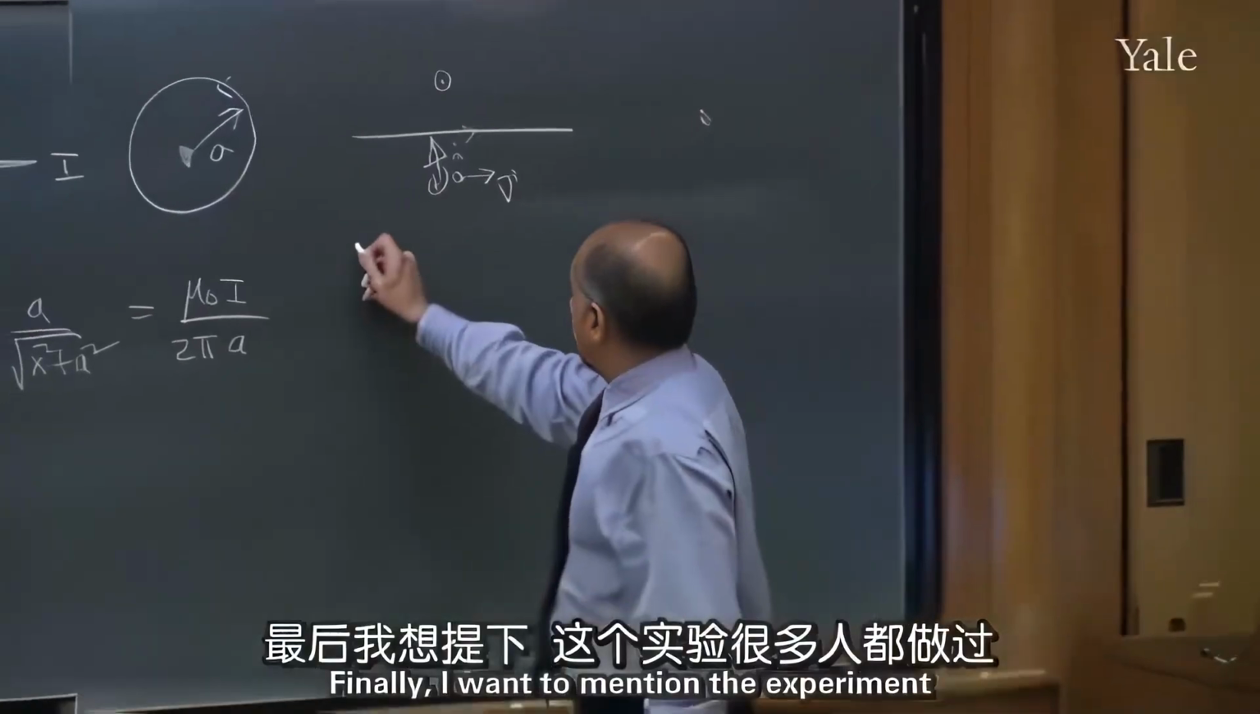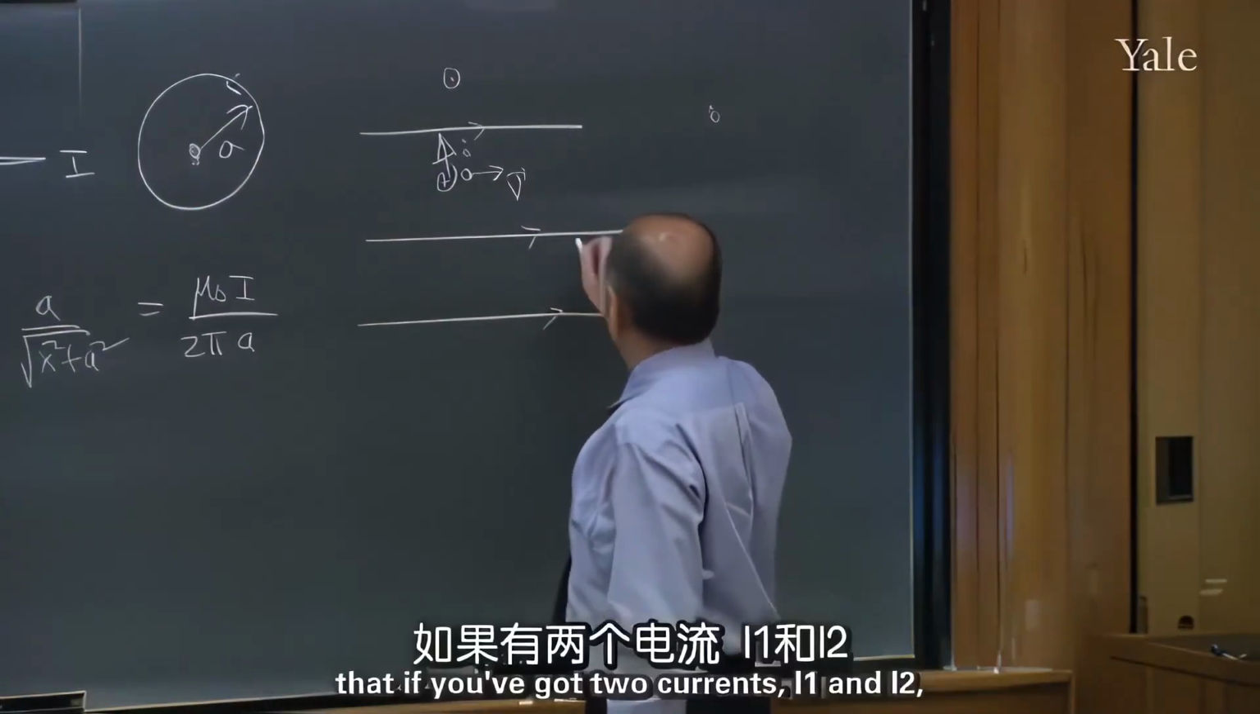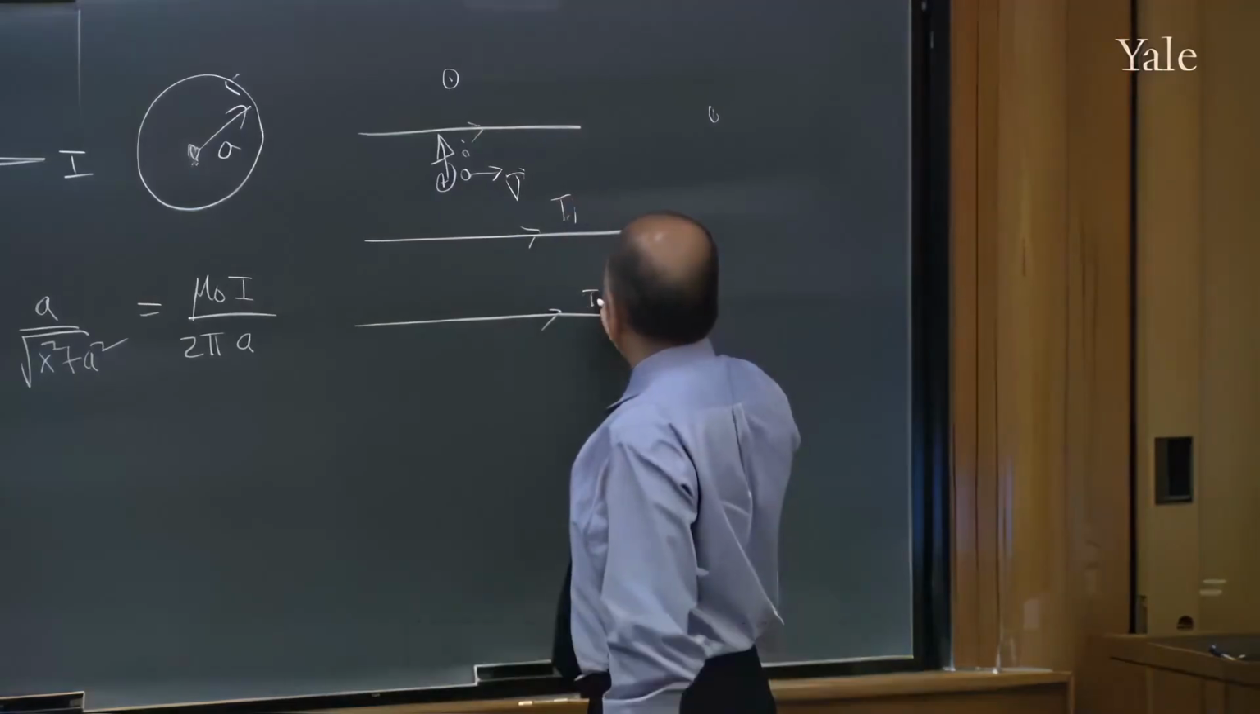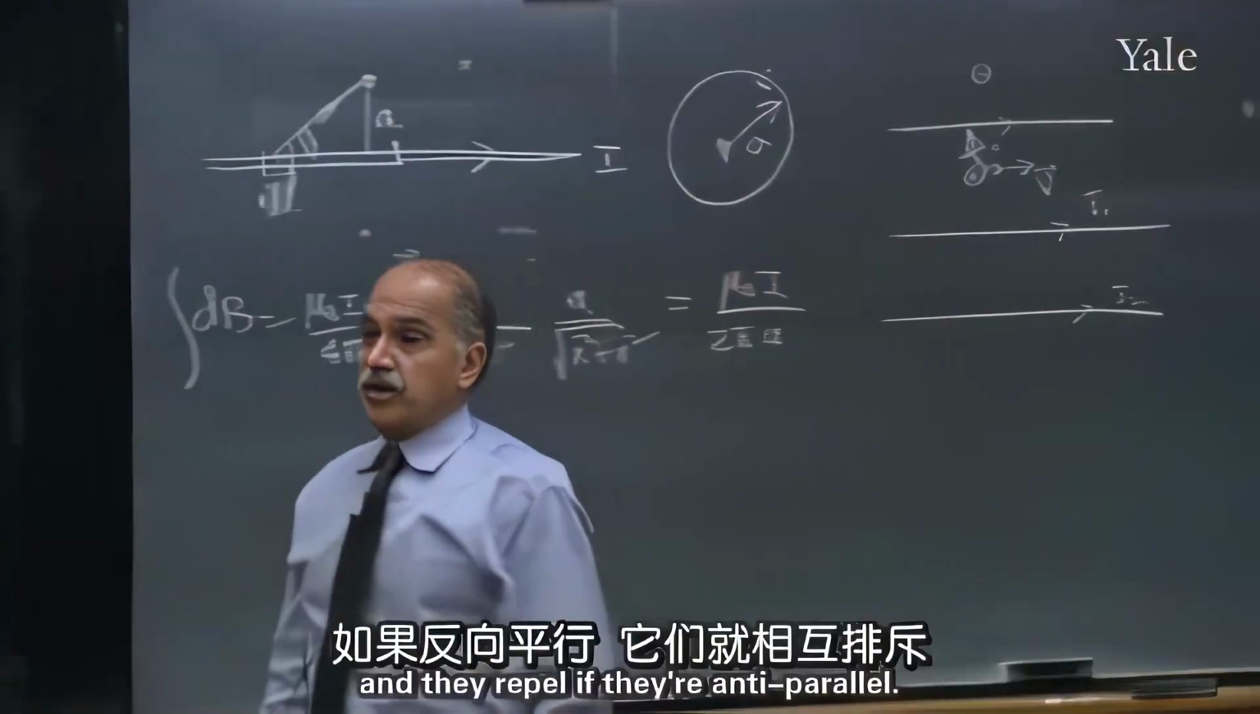Finally, I want to mention the experiment that people did before any of this, which is to notice that if you got two currents, I1 and I2, they attract each other if they are parallel, and they repel if they're anti-parallel.